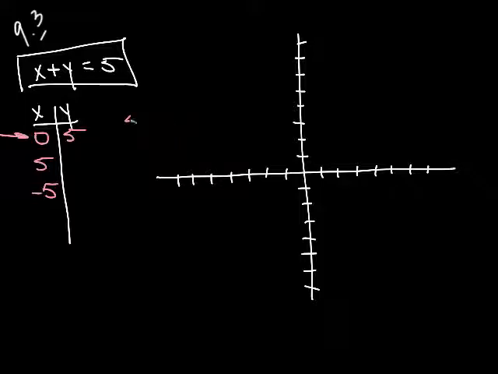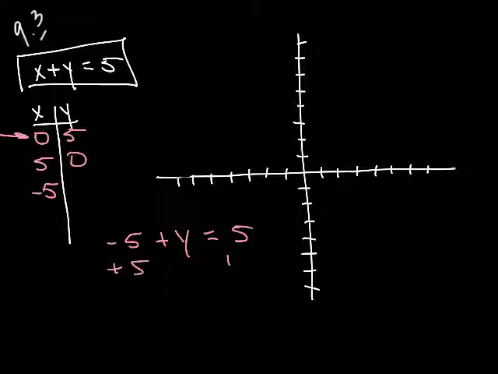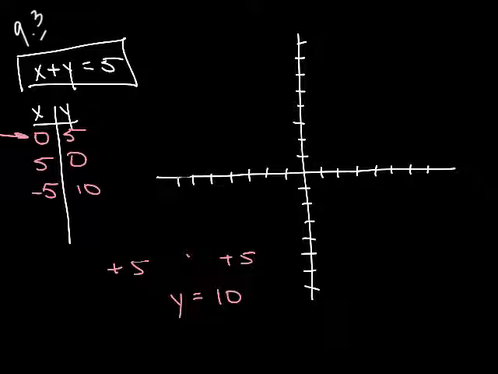What happens when my x is 5? Subtract 5, y equals 0 then. And let's do the last one here, when x is negative 5. Add 5, so y equals 10. Which is kind of a big number. That's going to be a pain, but oh well. I try to stick with smaller numbers so I can get them all on the graph.